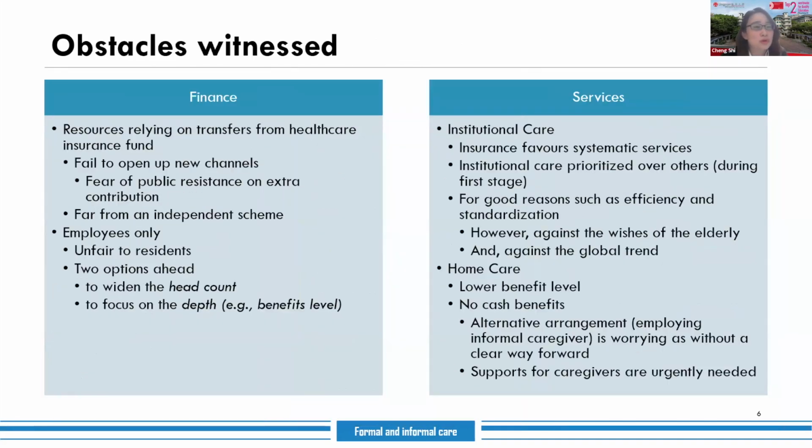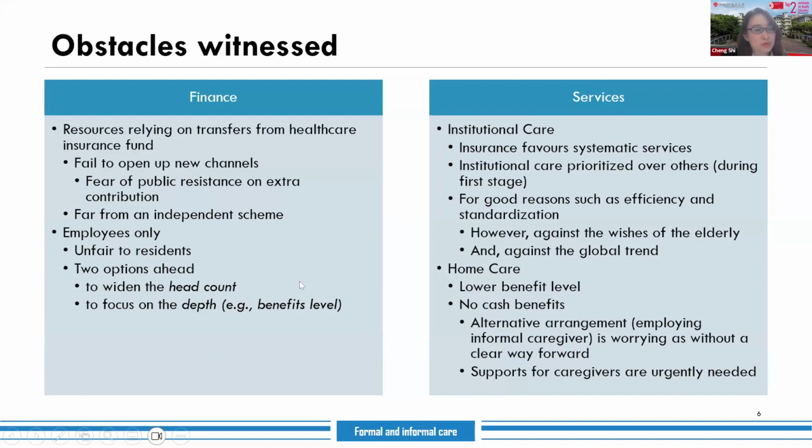Okay, some obstacles witnessed so far regarding the finance. Since all the resources quite rely on the transfers from the healthcare insurance fund, it's quite difficult for this long-term care insurance to open up new channels for more resources, because so far the contribution rates of all the social insurance schemes are quite high. The employees and employers both feel quite burdened by this insurance contribution. So it's quite difficult for them to contribute more. So far, it's still far from independent schemes.